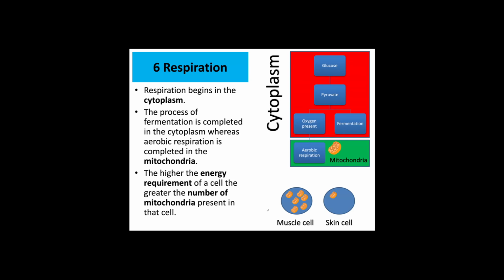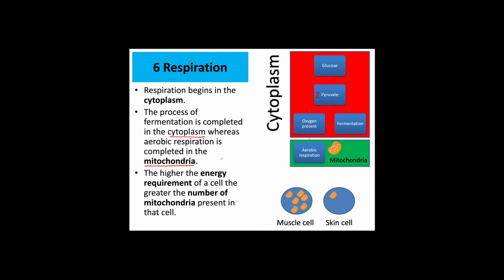Now, I mentioned it earlier on, but respiration begins in the cytoplasm. So this initial breakdown of glucose to pyruvate will happen in the cytoplasm. Okay, reaction 1, glucose to 2 molecules of pyruvate, I should say, and 2 ATP. That happens within the cytoplasm. Now, if oxygen is present, then this reaction continues on to the mitochondria and aerobic respiration will take place only if oxygen is present. If oxygen is not present, then the fermentation pathway will take place and that will occur within the cytoplasm. Okay, but aerobic respiration will go on to take place in the mitochondria.